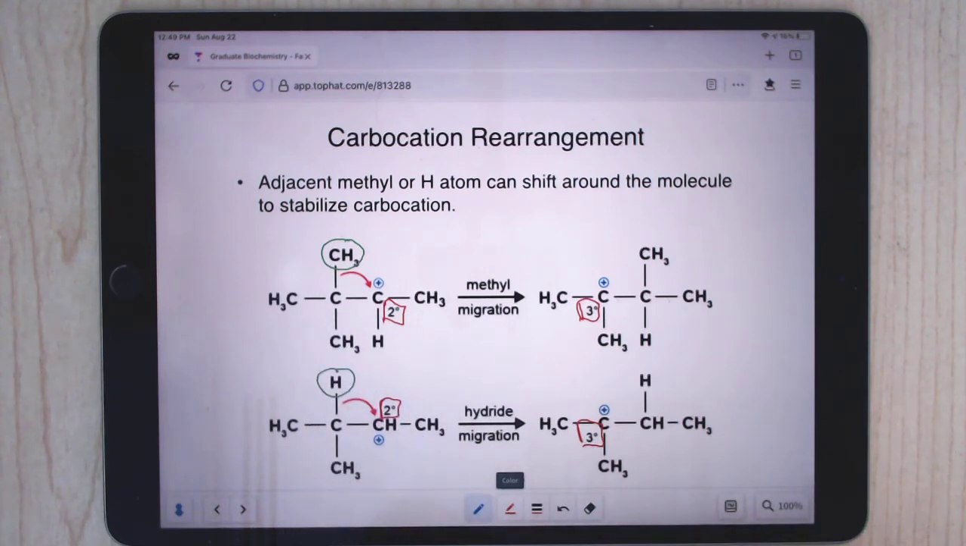Now, it does cost energy, so it would prefer to move a hydrogen over than a methyl group. It's the same reason why you would rather move a 20-pound suitcase than a 100-pound suitcase. The methyl group is just way heavier than a hydrogen, so it's going to be easier to move the hydrogen, but it still can move a methyl group if need be in order to form this, and it needs to be immediately adjacent to it.